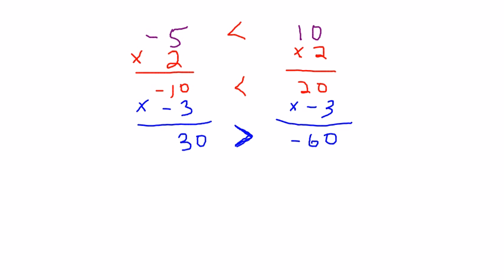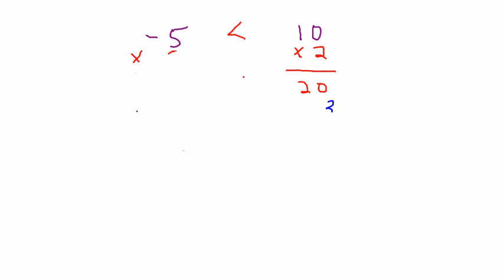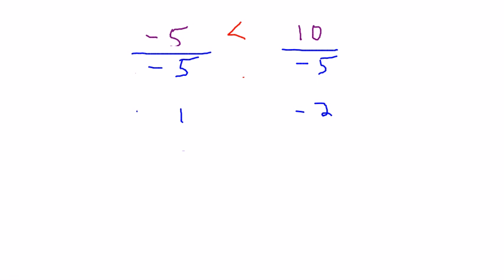And I'm going to show you now that the same holds true for dividing. Okay, so let's start with my original example. Negative 5 is less than 10. Let's say now I were to divide both sides by a negative number. Let's say by negative 5. Negative 5 divided by negative 5 is 1. 10 divided by negative 5 is negative 2. 1 is clearly greater than negative 2. So just like when I multiplied both sides by a negative number, when I divided both sides by a negative number, my sign flipped as well. And this is something that you always need to keep in mind when you're solving inequalities.